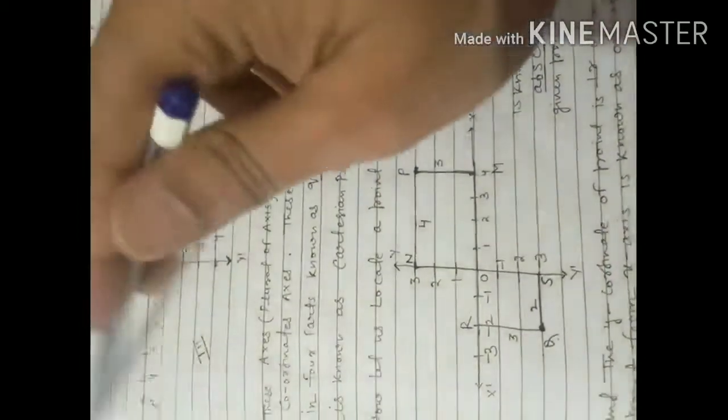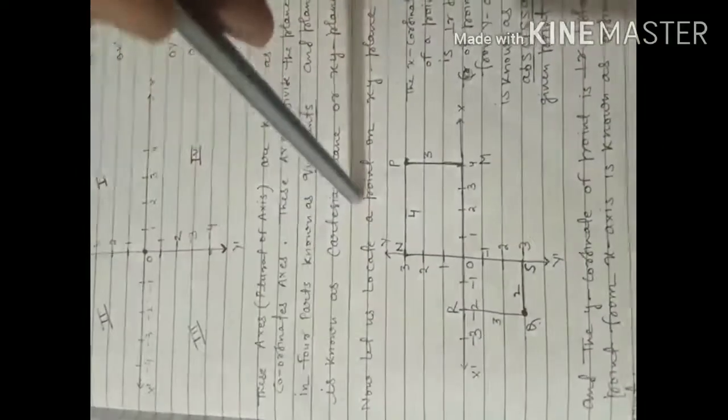Now this plane which is divided by these axes is known as the Cartesian plane or XY plane. Now let us locate a point on the xy plane.